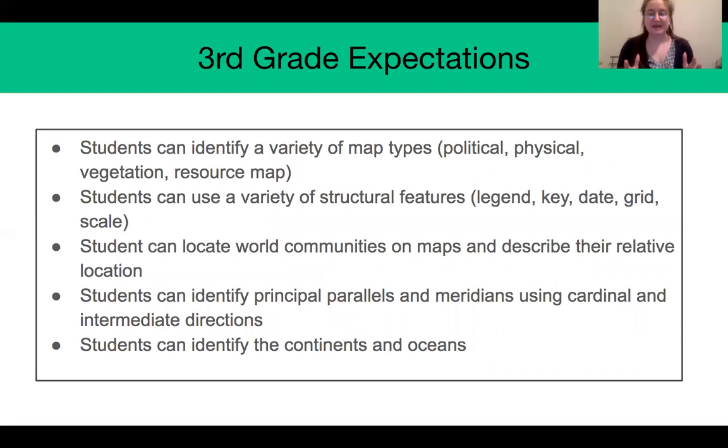By the time they get to you in third grade, they have all those skills under their belt, and now the expectations are that third graders can identify a variety of map types, that they can use a variety of structural features on a map, that they can locate not just their community and New York, but now they can locate world communities and describe their relative location, and that they can use principal parallels and meridians, and that they can identify continents and oceans. So they're going to know the equator, they're going to know the Tropic of Cancer. All of these things are coming up in third grade.